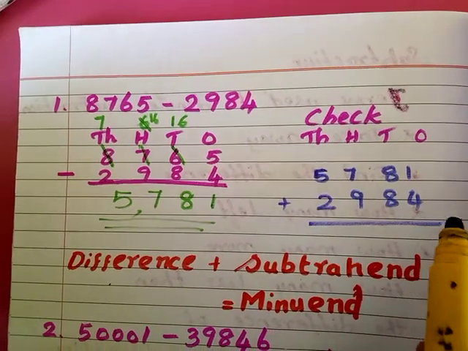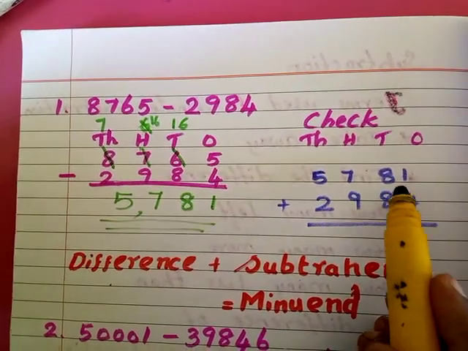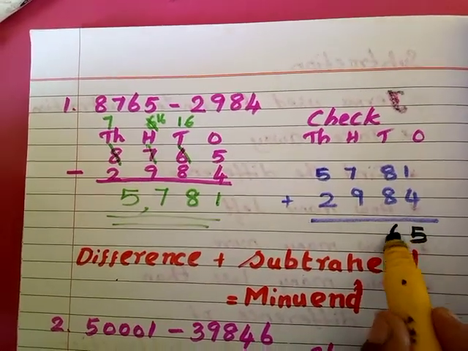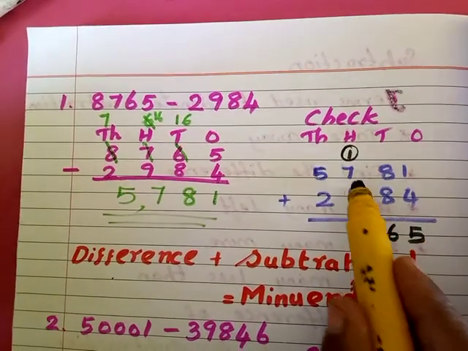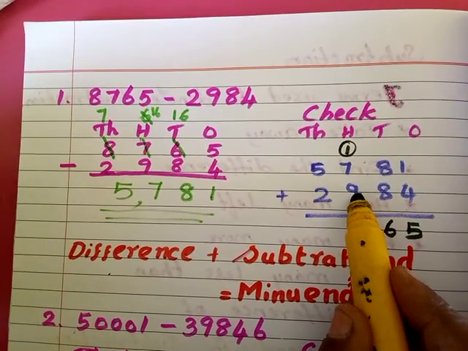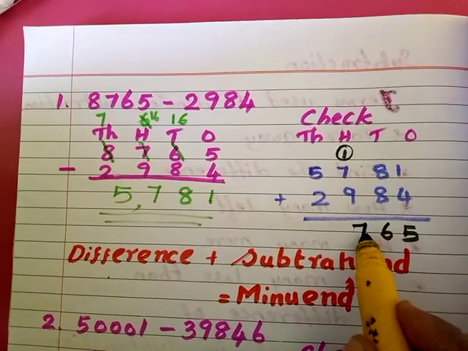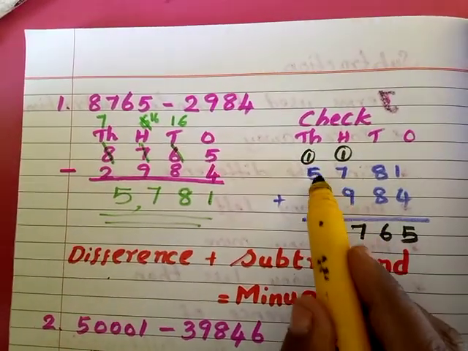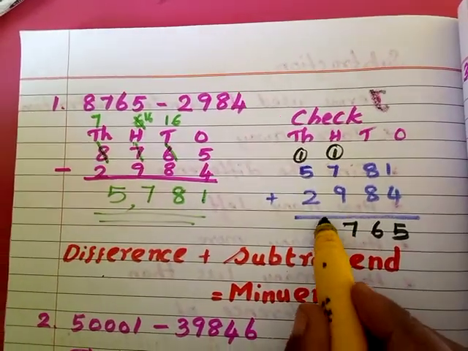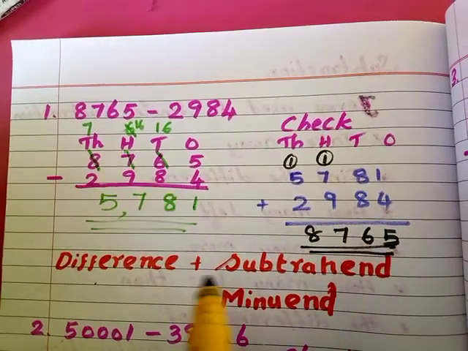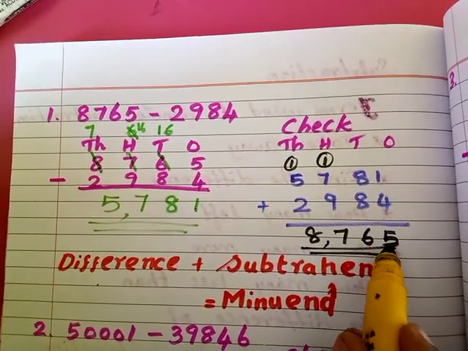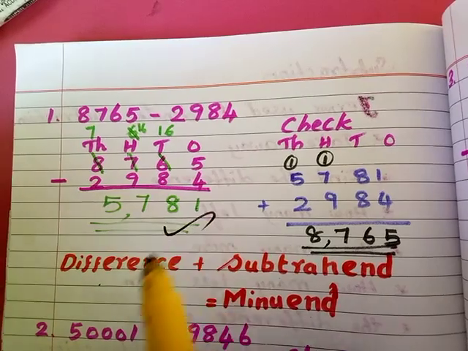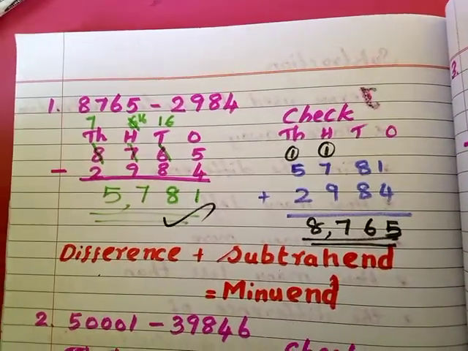So 4 plus 1, it's 5, right? Then 8 plus 8, 16. So 6, 1 carried over. Then 7 plus 9, 16. 16 plus 1, 17. So 1 carried over again. 5 plus 2, 7. 7 plus 1, 8. So I obtained my minuend 8765. So my answer 5781 is correct.